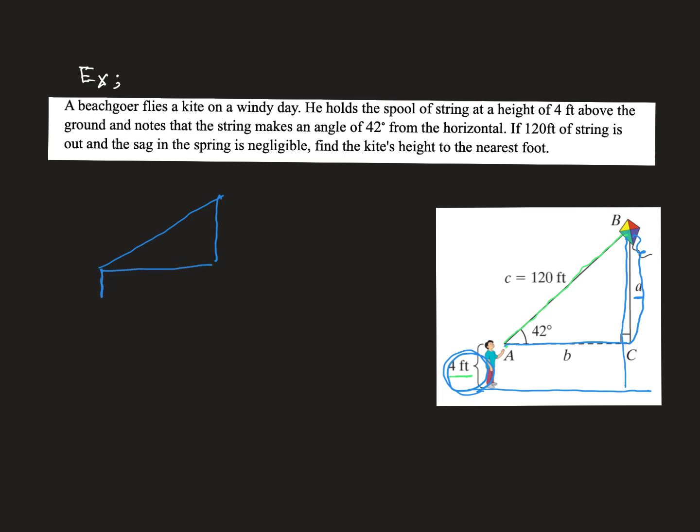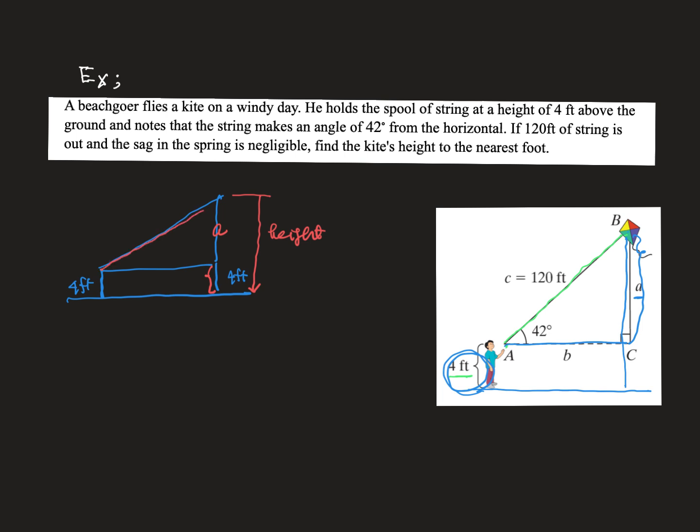His height is 4 feet. That's the ground. This is always 4 feet. We are looking for a height from here to here. That's the height of the flyer. This is a height, but we already know 4 feet. We only need a value, then add it later, okay?